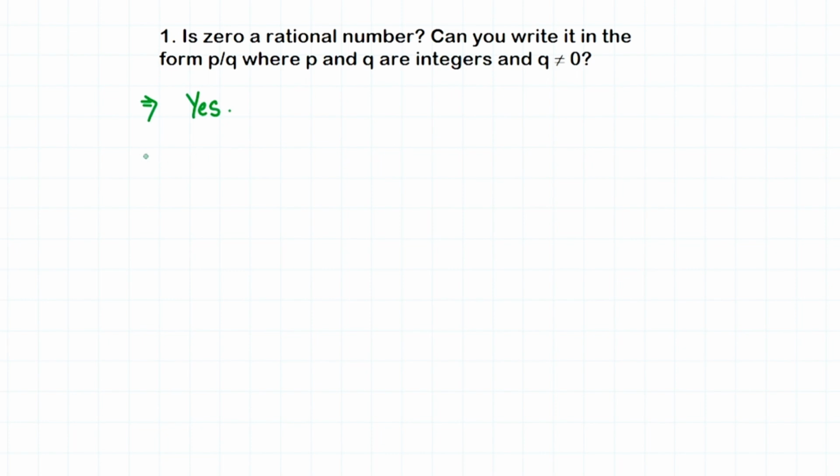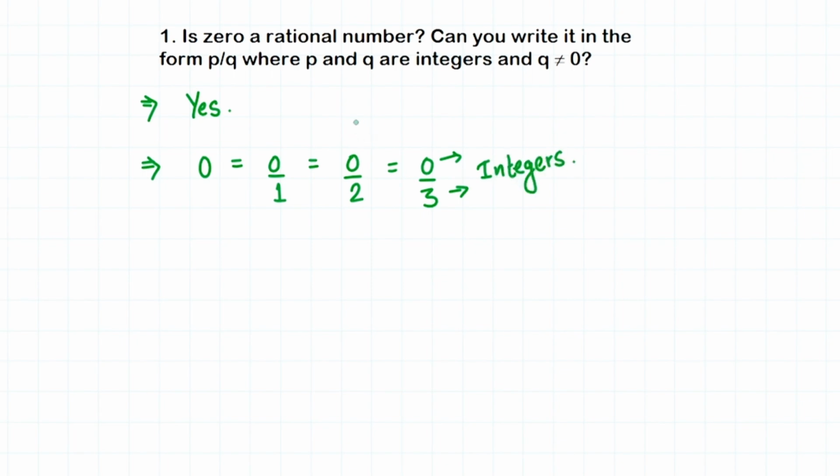Now, can we write this 0 in the form of p divided by q? Of course we can, right? So we can write this 0 as 0 divided by 1. We know that 0 divided by 1 is 0. Or we could also write this as 0 divided by 2 or 0 divided by 3. All these numbers give us 0, right? So we can write 0 as 0 divided by 1 or 0 divided by 2 or 0 by 3. And we know that 0 and this 3, both of them are integers, right?